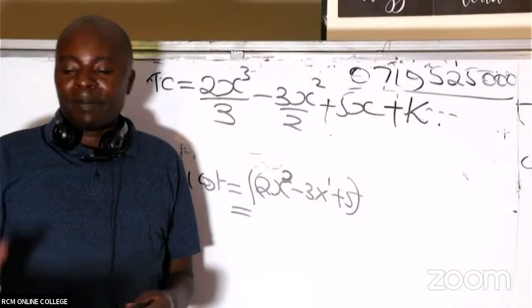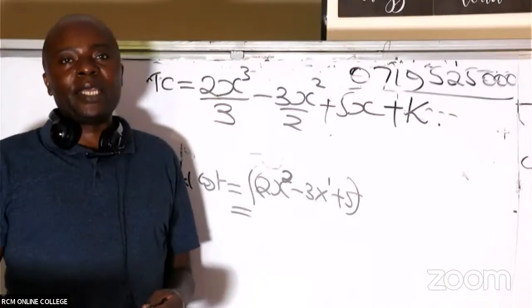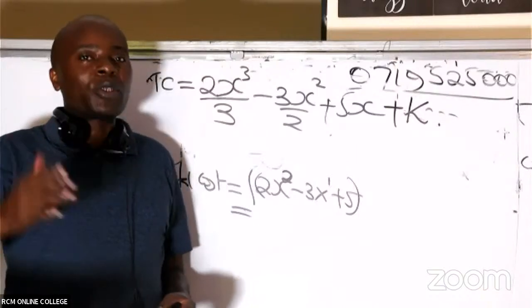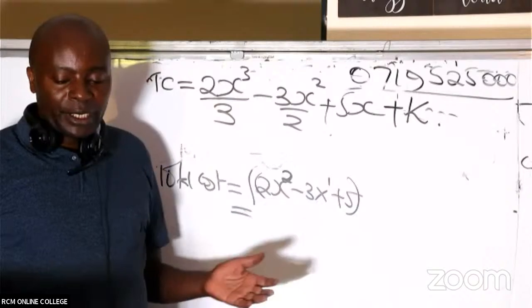Thank you very much for bringing that up. At college level, our constant will never be c. Our constant shall be k. So, ladies and gentlemen, this is our total cost.